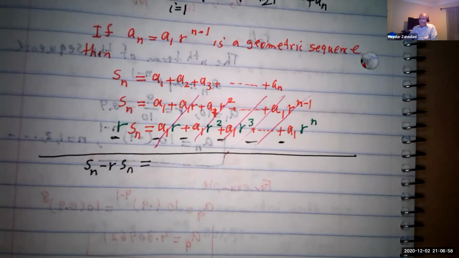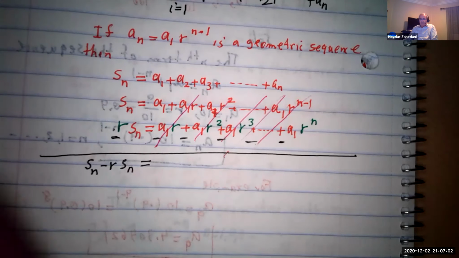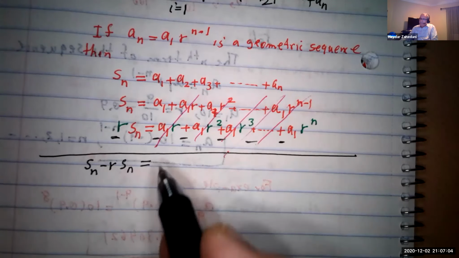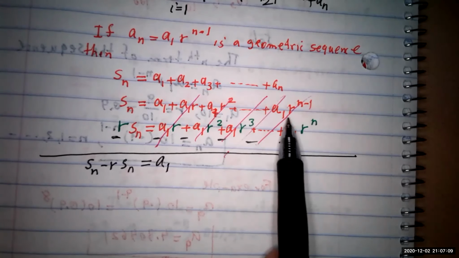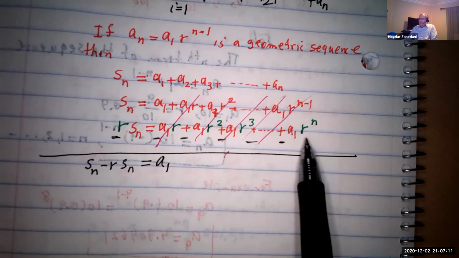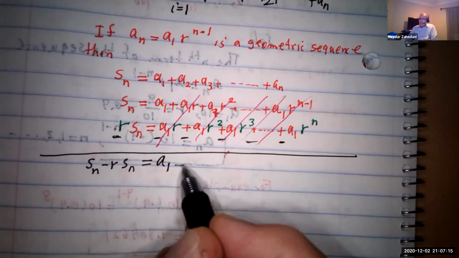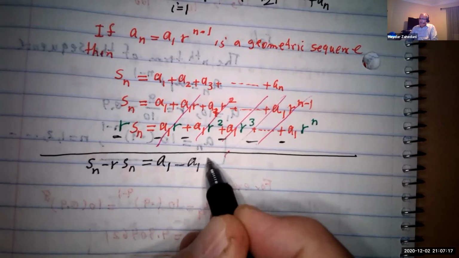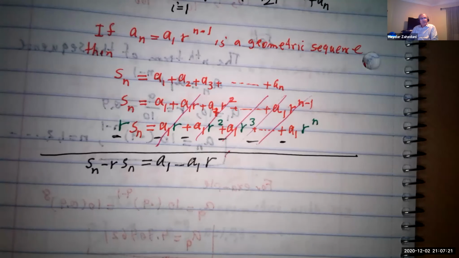What's the leftover? A1 from the first one. From the second one, everything up to the n minus 1 would be out. You get this last part here, minus a1 r to the n. You see? It's a very nice trick. It's a very historical result, the way they found it.